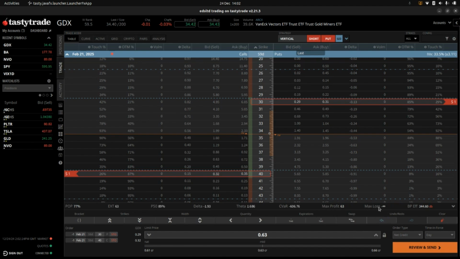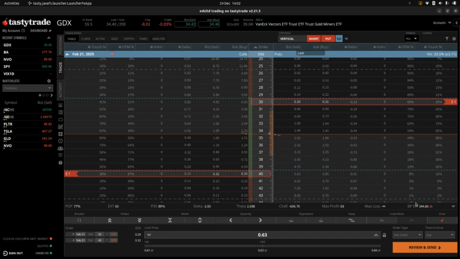Now, you wouldn't actually take an unlimited loss. However, technically on paper, there is an unlimited loss potential. As long as you're managing risk correctly, as long as you know what you're doing, you'll be absolutely fine. Our broker is going to require $344 in order for us to open this position.